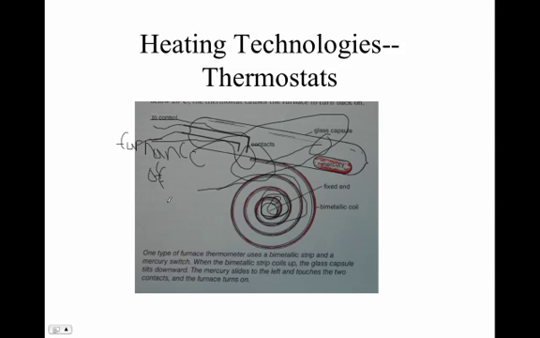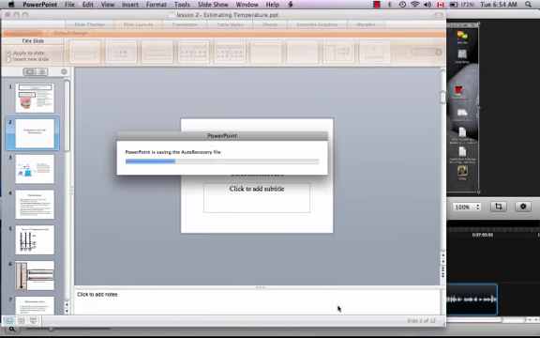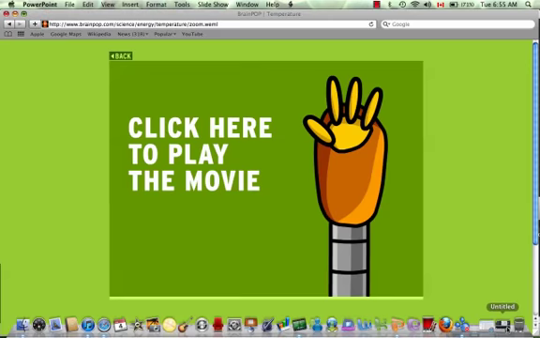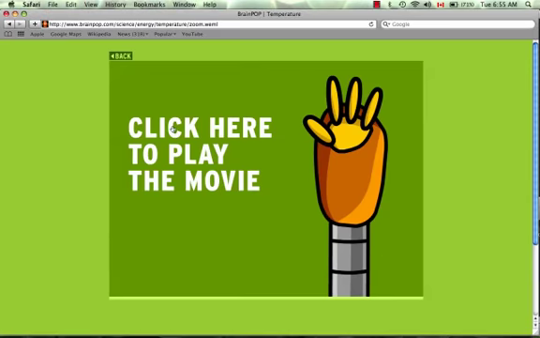Then the room will get hotter and hotter. Eventually that will cause this bimetallic coil to expand again, and when it does, the glass tubule tilts the other way and the bead of mercury slides back. And so that's a quick overview of how that works. Let's look at this clip on temperature.